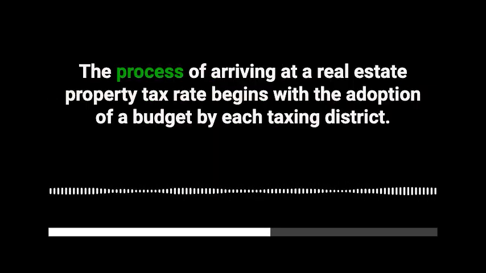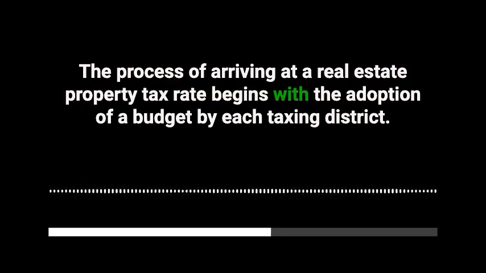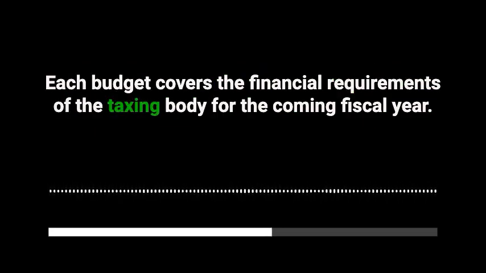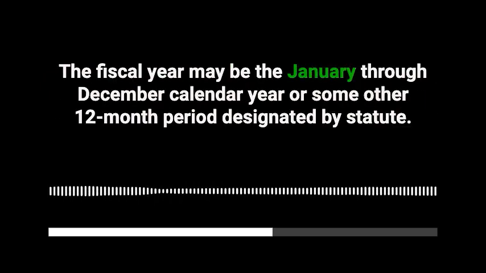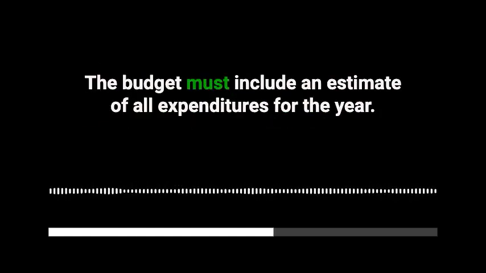Tax rates. The process of arriving at a real estate property tax rate begins with the adoption of a budget by each taxing district. Each budget covers the financial requirements of the taxing body for the coming fiscal year. The fiscal year may be the January through December calendar year, or some other 12-month period designated by statute. The budget must include an estimate of all expenditures for the year.